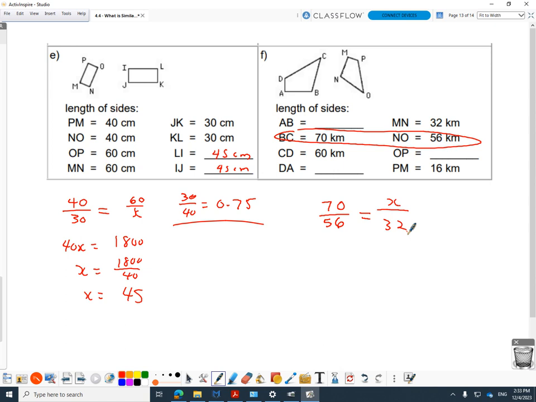What happened here? 56x equals whatever 70 times 32 is. What's 70 times 32? 2,240. The answer is 2,240. And then you take the 2,240 and divide it by the 56. 2,240 divided by 56? The answer is 40.